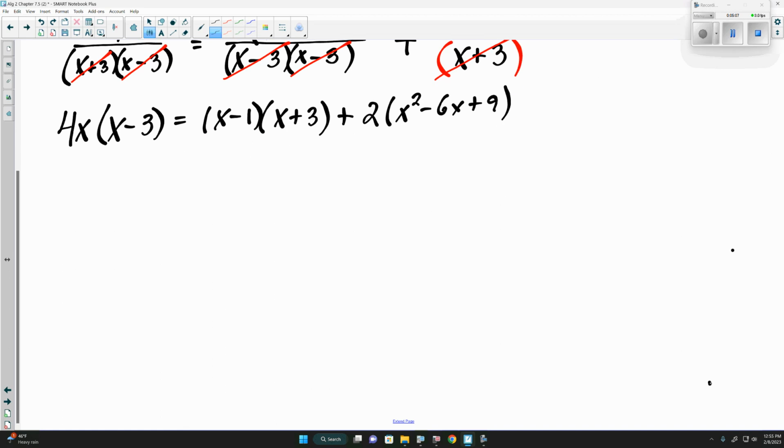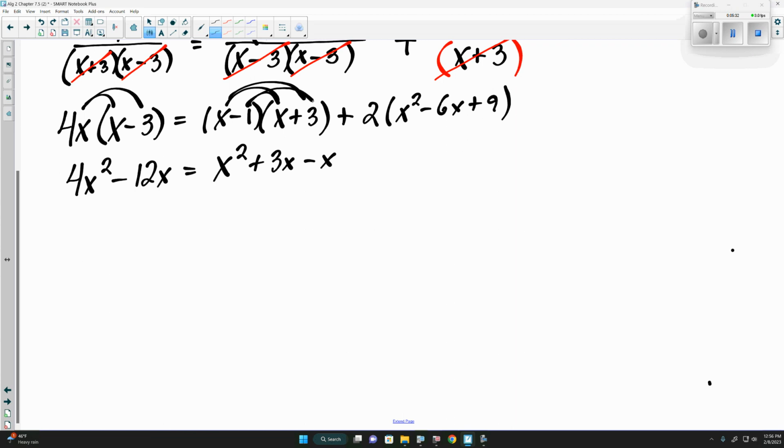Now at this point here, we can multiply through and simplify, so we can distribute the 4x. 4x times x is going to be 4x squared. 4x times negative 3 is going to be negative 12x. Is equal to, our middle two parentheses, we can go on and distribute. x times x is going to be x squared. x times 3 is going to be plus 3x. Negative 1 times x is going to be negative x. And negative 1 times 3 is negative 3. Here we can distribute the 2. 2 times x squared is 2x squared. 2 times negative 6x is negative 12x. And 2 times 9 is going to be plus 18.